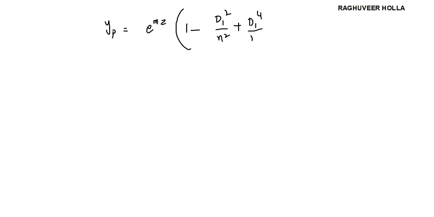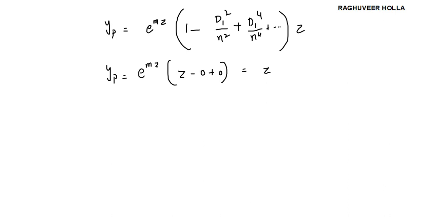So I don't require any other terms here because this goes to 0. So yp will be e to the power of mz, and when you multiply this, I get only z here and the rest of the terms go to 0. So I can conclude this as z into e to the power of mz, right?